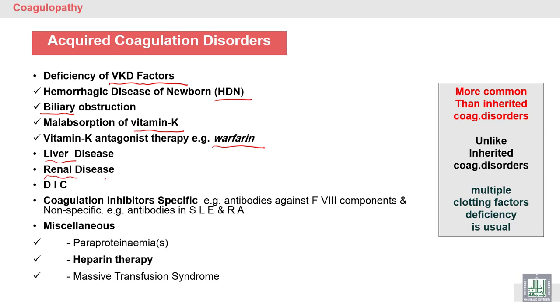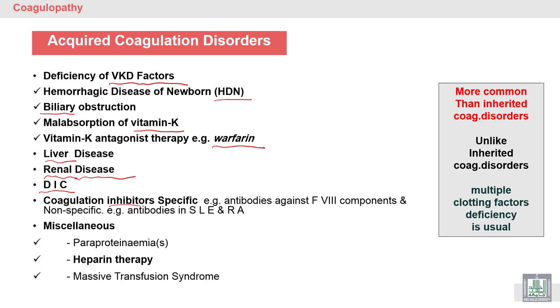Renal diseases, with excess toxin accumulation in the body and decreased excretory function of the kidney, may lead to deficiency of the functions of the coagulation factors because of accumulation of toxins and protein. DIC, or disseminated intravascular coagulation, causes consumption of most of the coagulation factors.